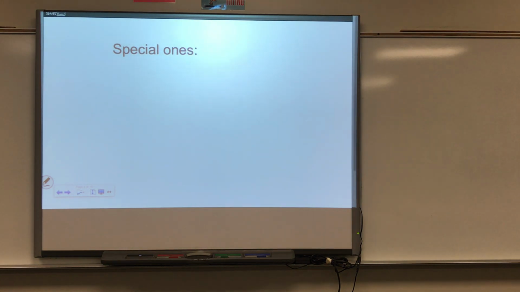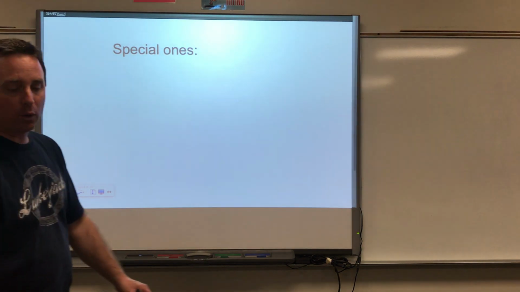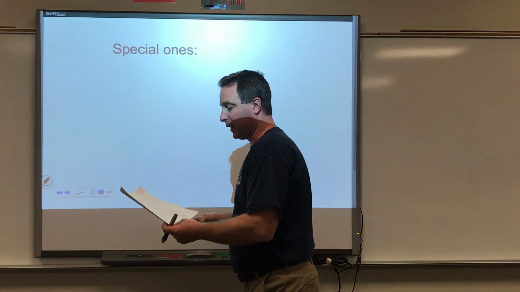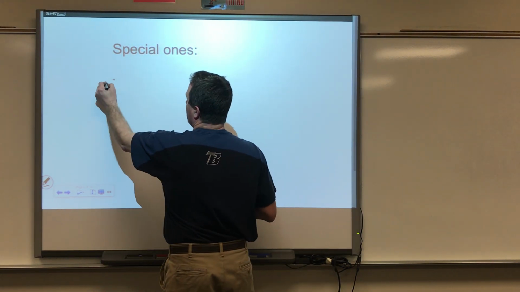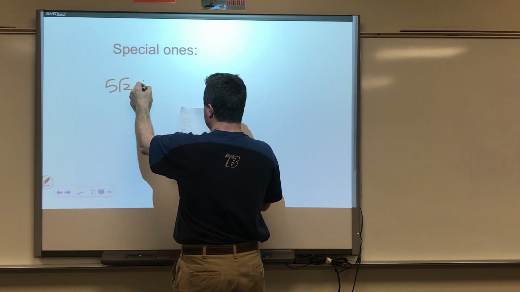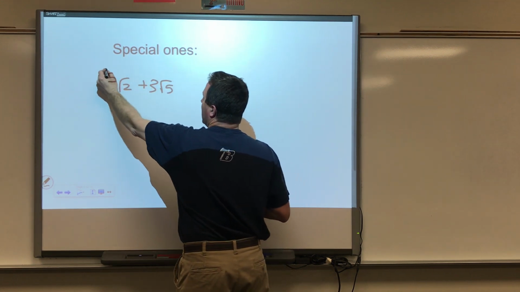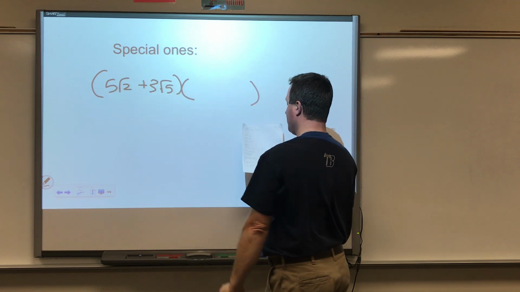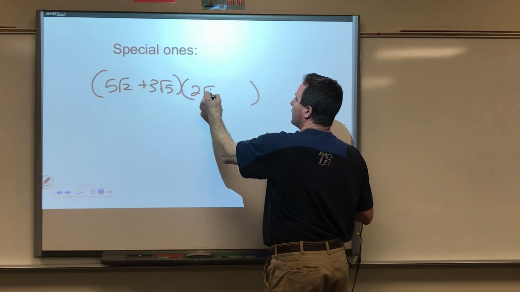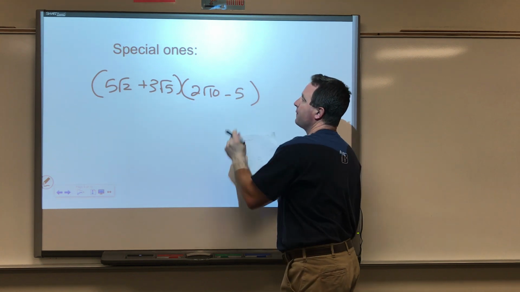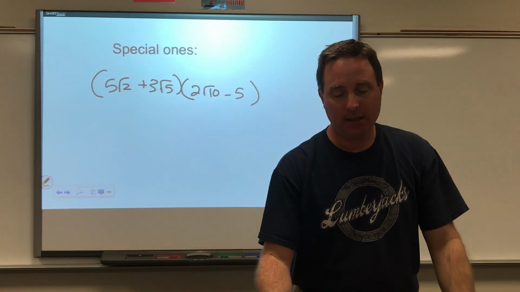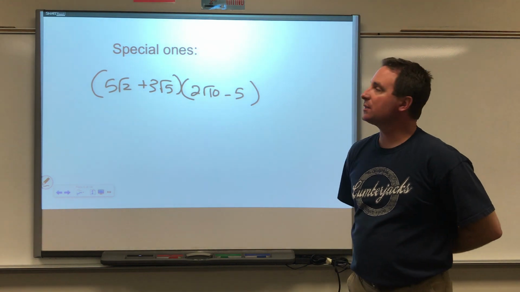Can we take this a step further? One more step further. Can we FOIL with radicals? We sure can. How about this? 5 square roots of 2 plus 3 square roots of 5, times 2 square roots of 10 minus big 5. So I have some radicals, I have some non-radicals.